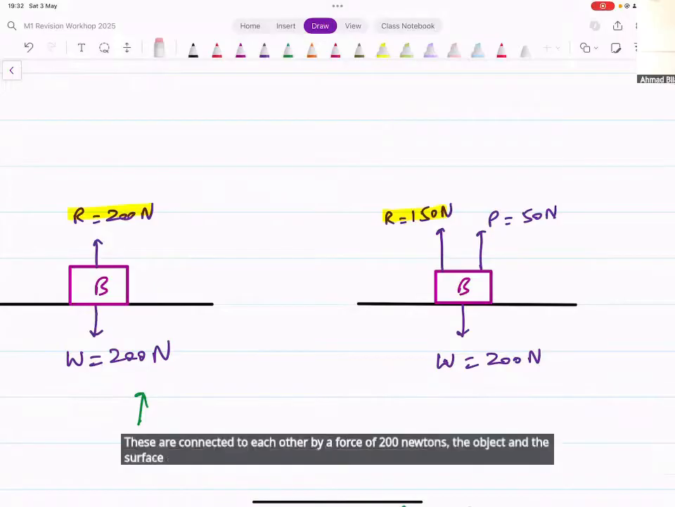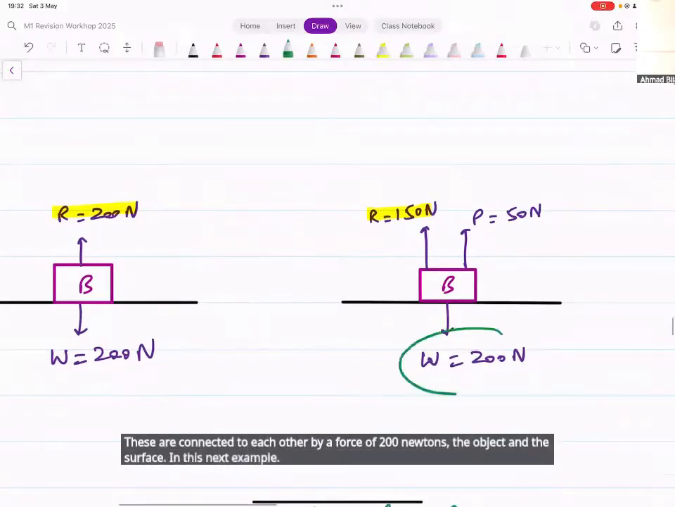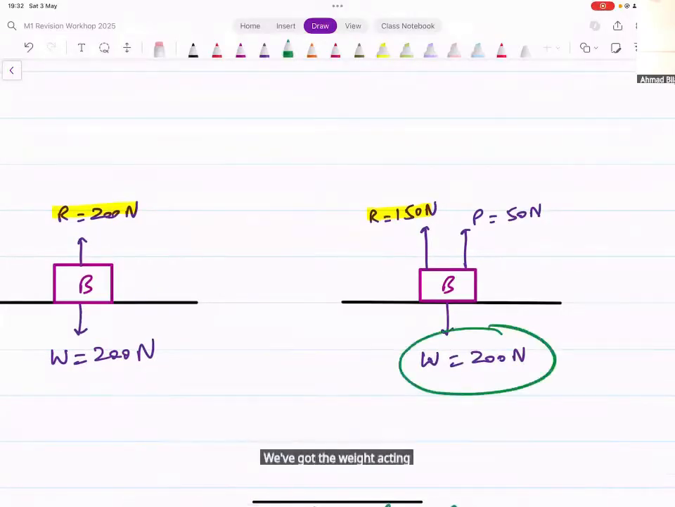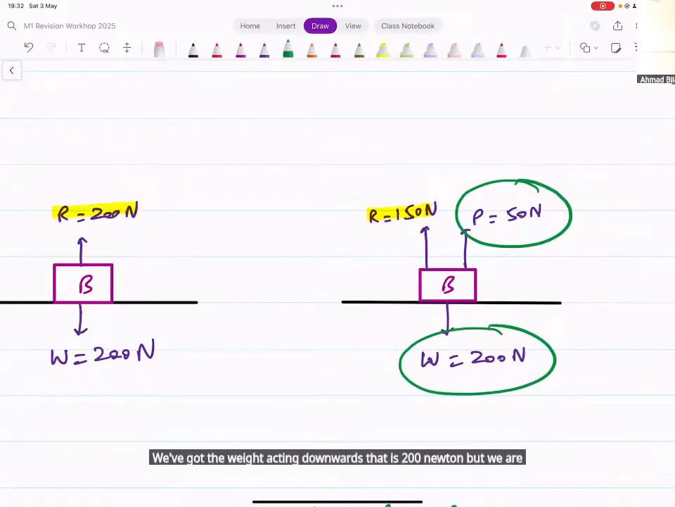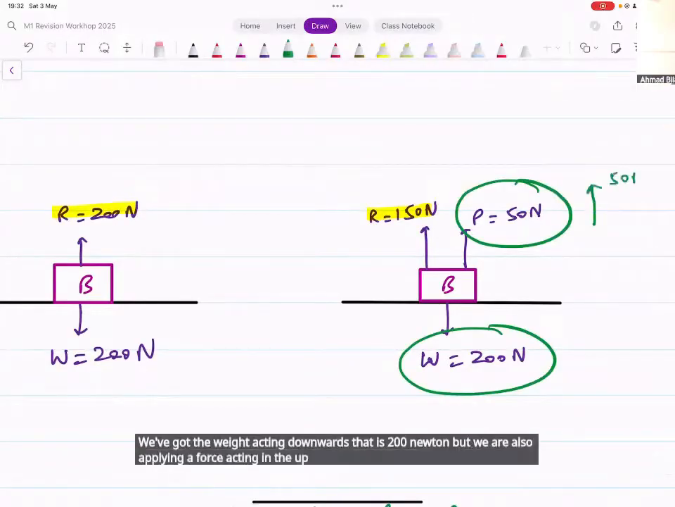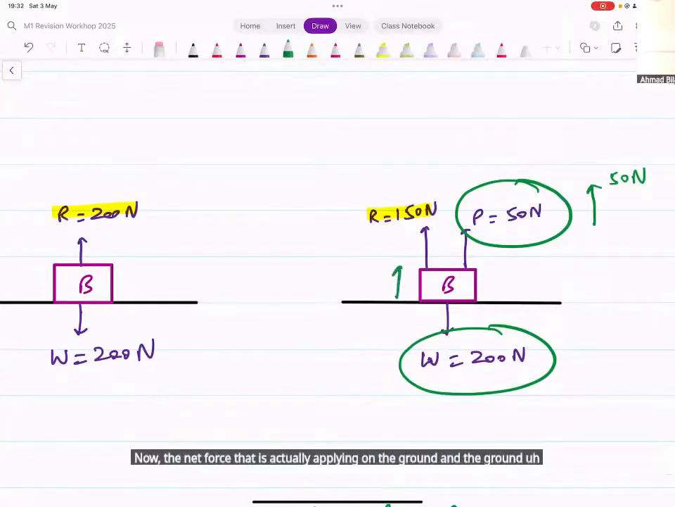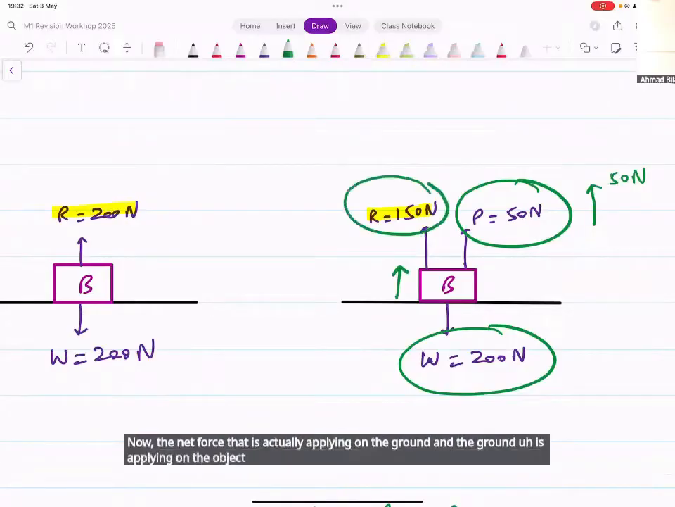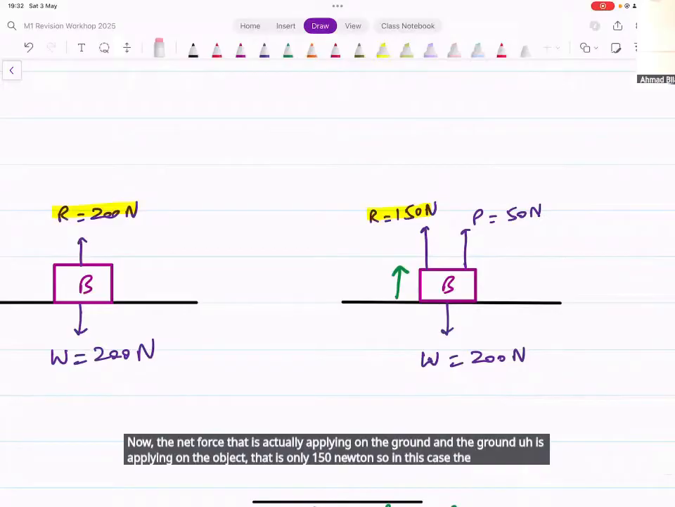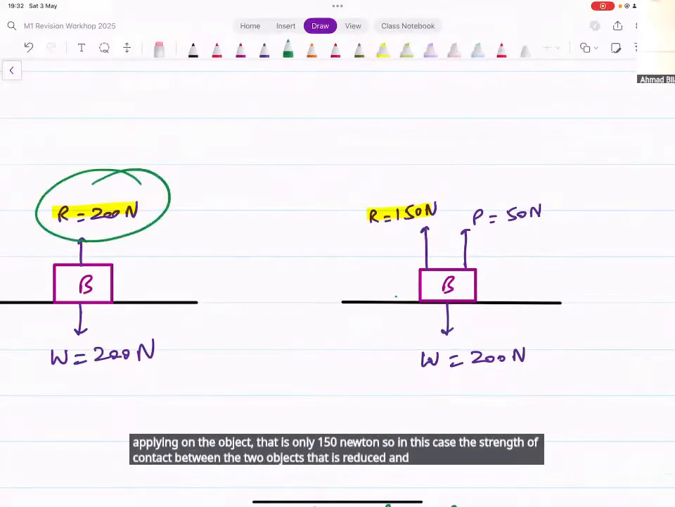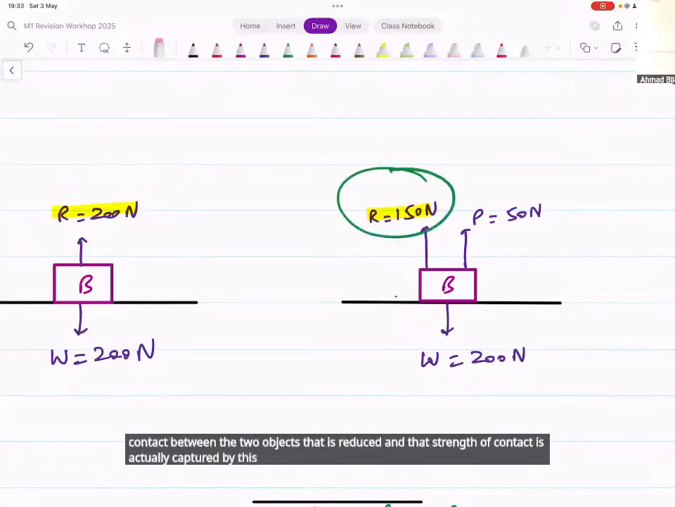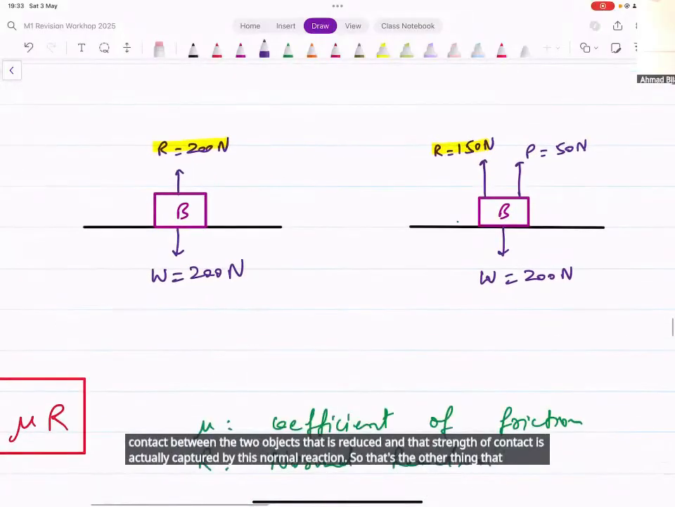In this next example, we've got the weight acting downwards, that is 200 Newton, but we are also applying a force acting in the upwards direction, that's 50 Newton. Now, the net force that is actually applying on the ground, and the ground is applying on the object, that is only 150 Newton. So in this case, the strength of contact between the two objects is reduced, and that strength of contact is actually captured by this normal reaction. So that's the other thing that maximum value of friction depends on.